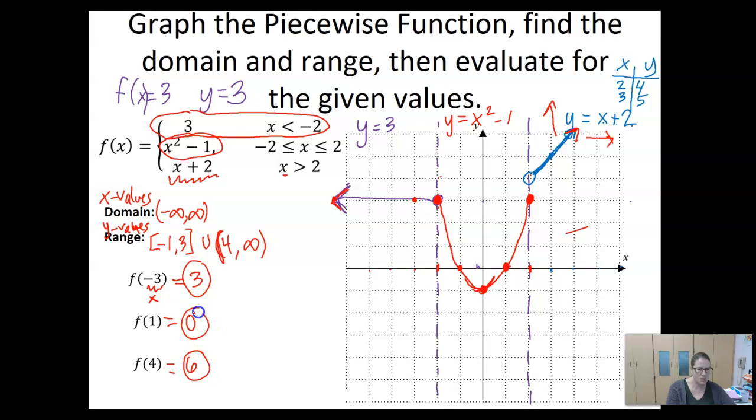Okay. So you don't just plug x into all of these. You have to find which interval your x value is in using these inequalities in order to find which one to plug it in to find y.